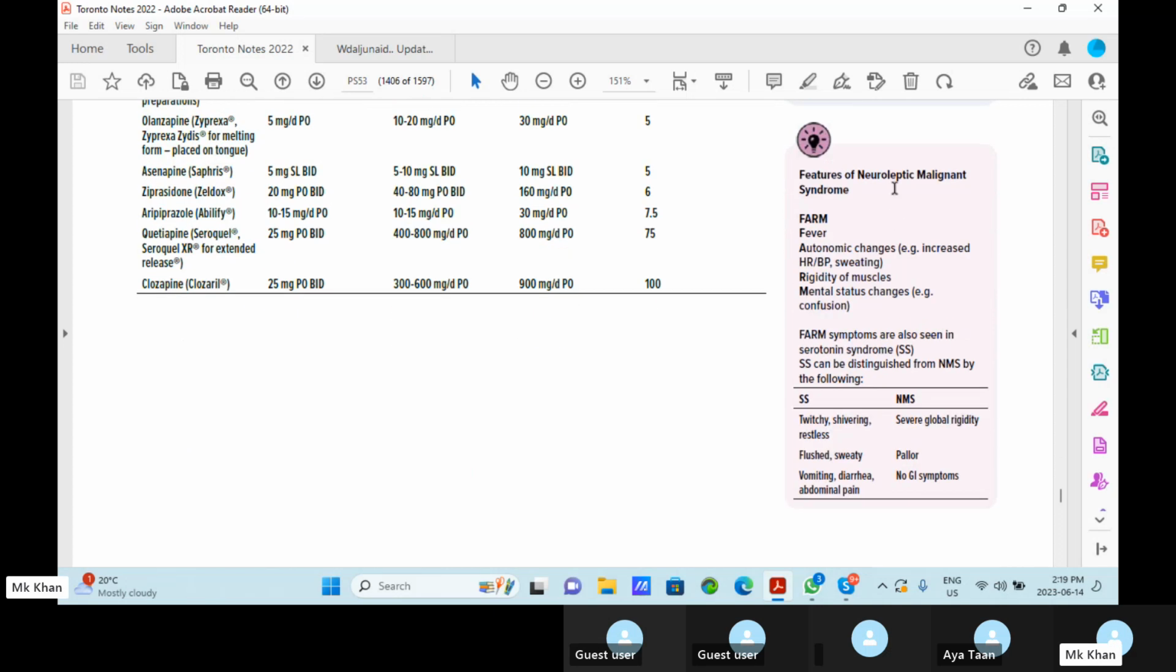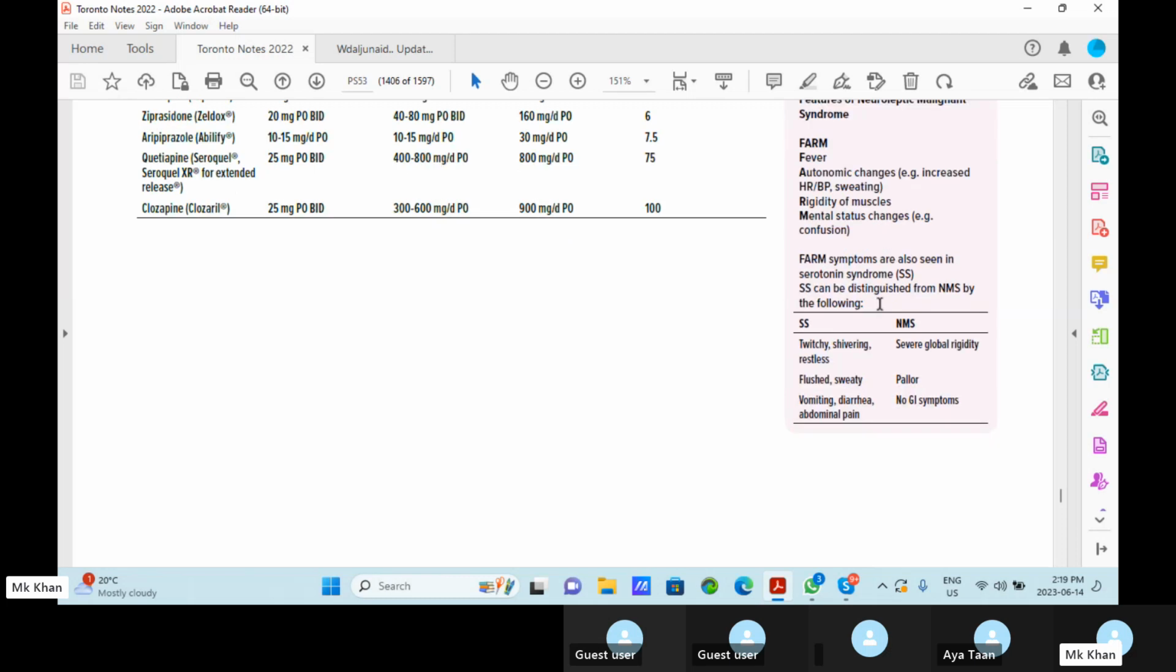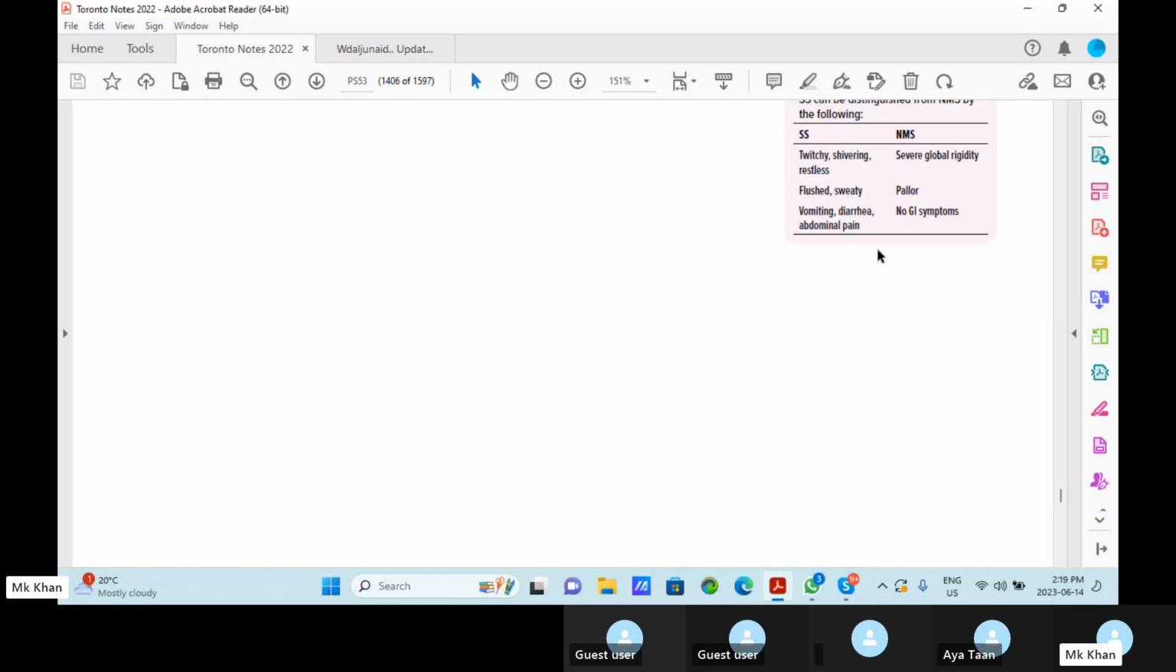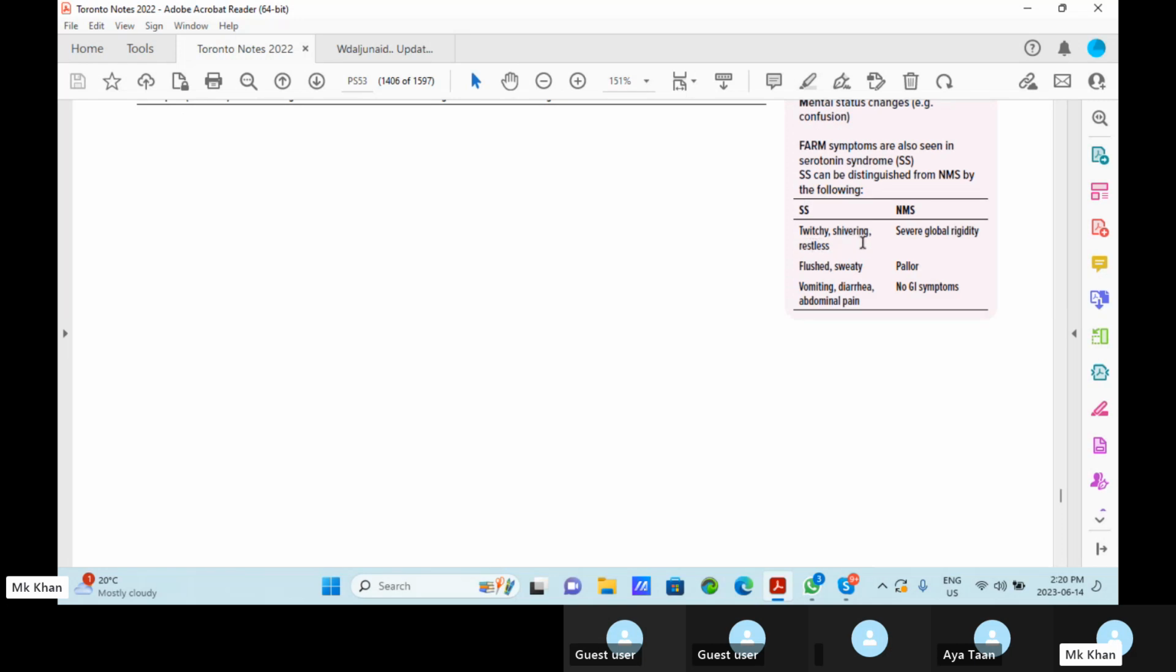And then the features of neuroleptic malignant syndrome is FARM, that is fever, autonomic changes, rigidity, and mental status changes. So the neuroleptic malignant syndrome, these are the features, and then the rigidity is important here. And then FARM symptoms are also seen in serotonin syndrome, and it can be distinguished from NMS by the following. So what is the difference between NMS and serotonin syndrome? This is twitching, shivering, restlessness here, and severe global rigidity. So the rigidity is important to distinguish, I think, from the serotonin one.